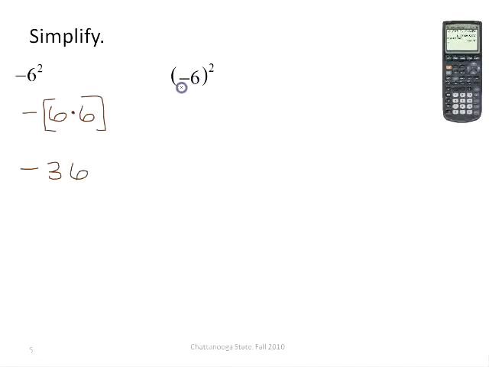However, if we look at this example, it's negative 6 in parentheses squared. So that means we're going to multiply negative 6 times itself. So negative 6 times negative 6 is a positive 36. So you need to be very careful when you're putting things like this into your calculator also.